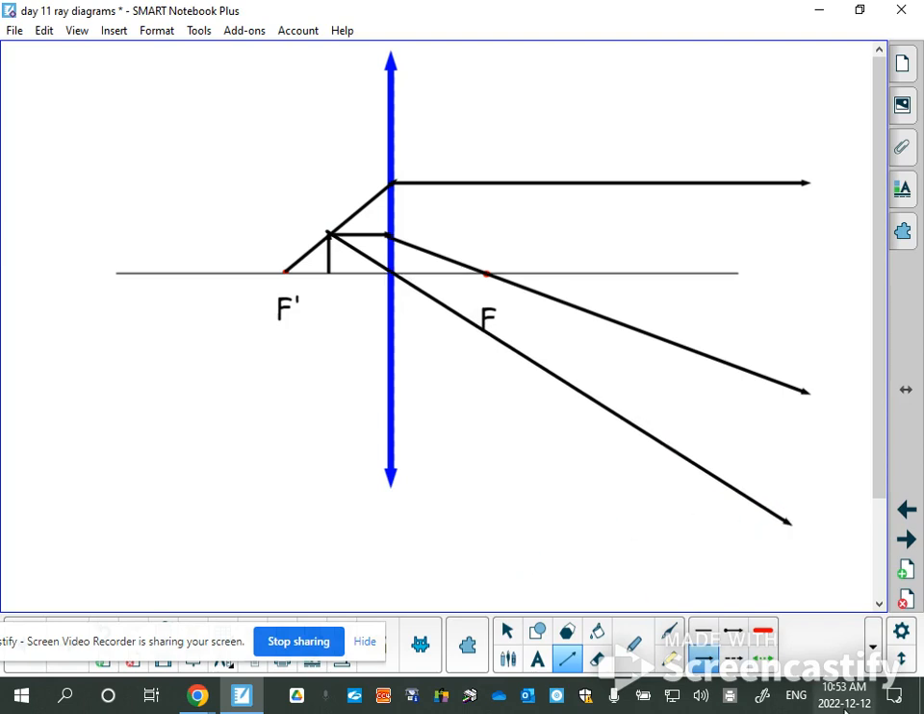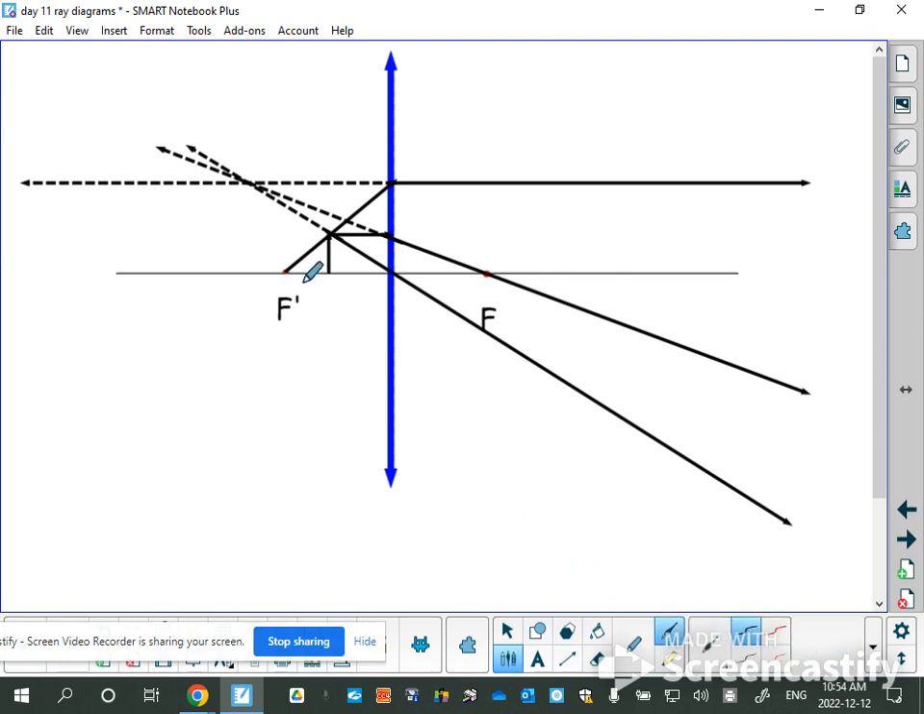What I want to do is now trace these back. I want to trace back and see where do these meet. So I want to trace these back, the ones that went through the lens, none of these that went through the lens. So I'm going to trace this one back. I'm going to trace this one back. And then I'm going to trace this one back. And they should cross over here, no problem.